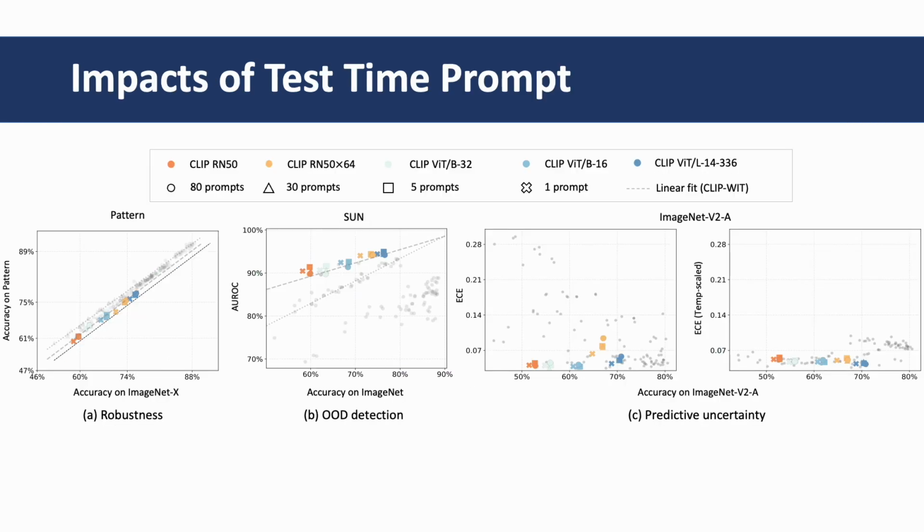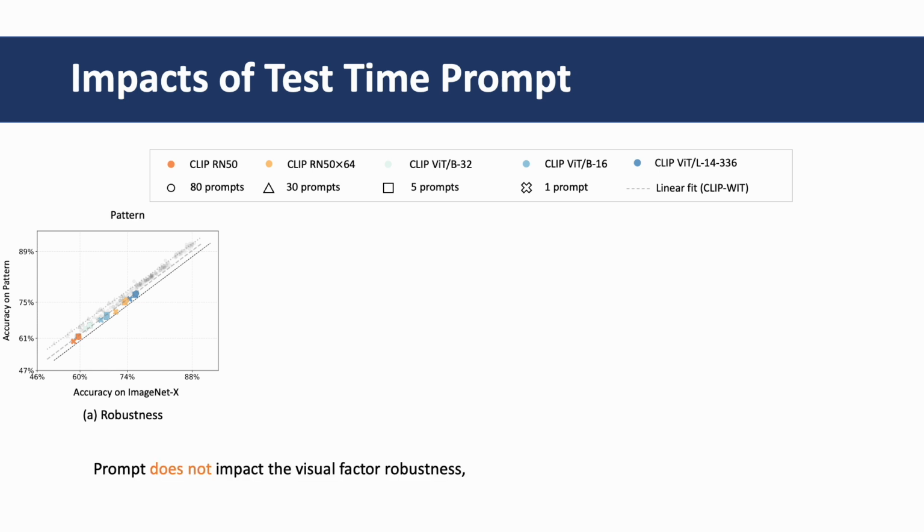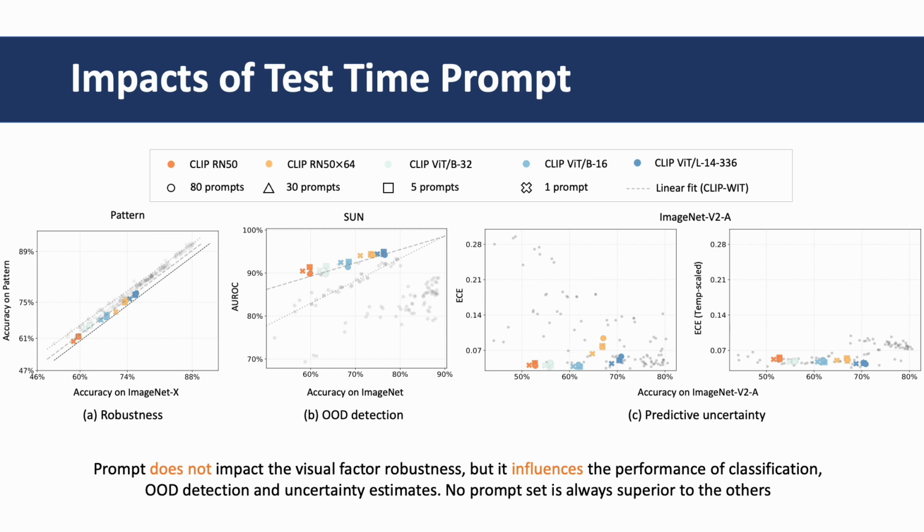We further studied the impacts of test time prompt. We noticed that prompt set does not impact visual factor robustness. Models with different prompt sets still lie on the same linear trend, but prompt set influences the performance of classification, OOD detection, and uncertainty estimates. However, no prompt set is always superior to others.